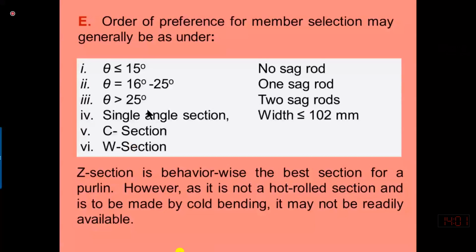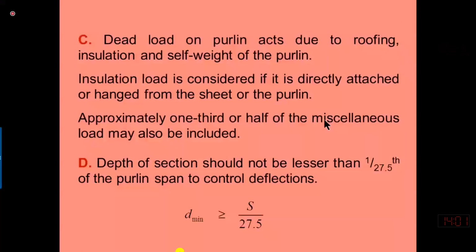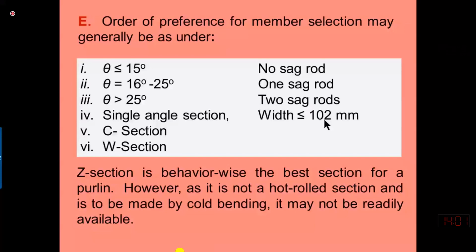Again, I am explaining, you will design the purlin by assuming a single angle section and also a channel section. Then whichever is the lighter one, we will use that channel section or angle section as the purlin in our case. But if we are designing the angle section as a purlin, then the width of the angle section should be less than 102 millimeters. So why is this condition there? Because if we are having any angle section, let me check.